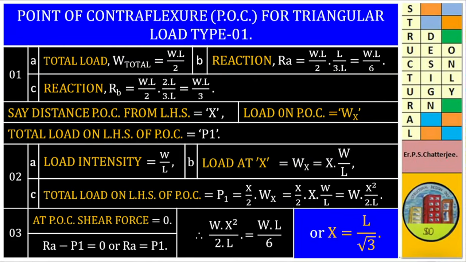At the point of contraflexure, shear force is zero, so RA is equal to P1. Therefore, Wx squared by 2L is equal to WL by 6, or X, the point of contraflexure, is equal to L by root over 3.